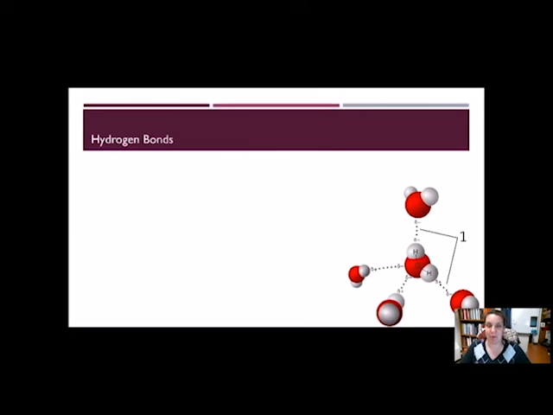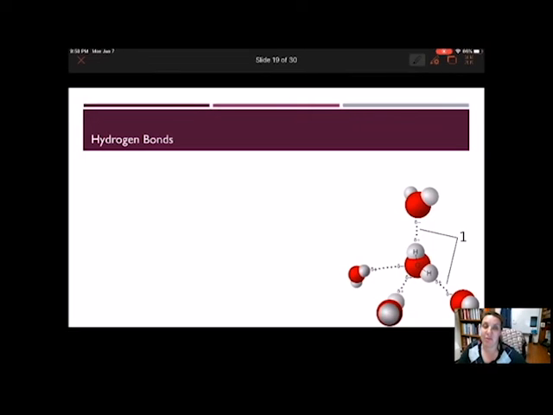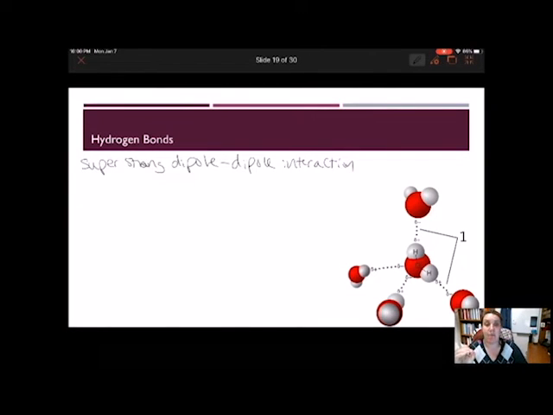Okay, so we've talked about all of the different intermolecular forces except for one. The last one we want to talk about is hydrogen bonds. Hydrogen bonds a lot of times are considered a super strong dipole-dipole interaction. So this occurs when we have a highly electronegative atom bound to a hydrogen atom, which has a very low electronegativity.